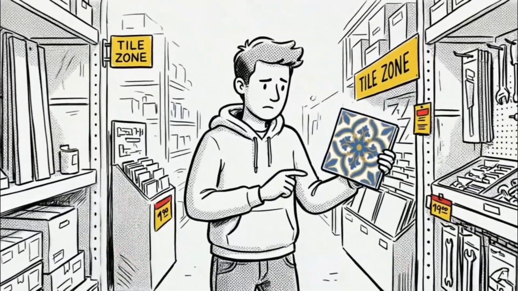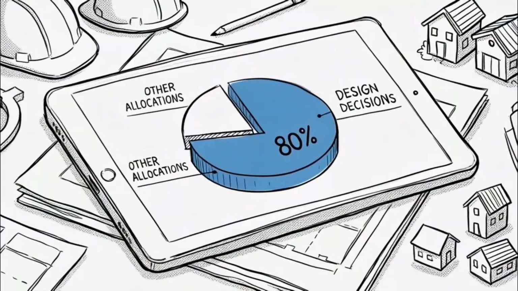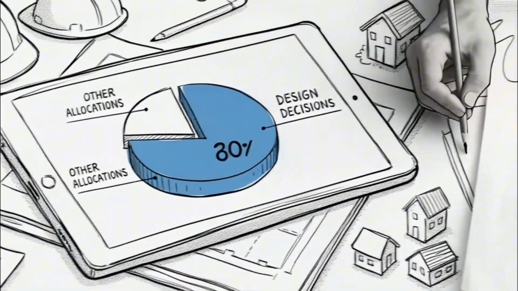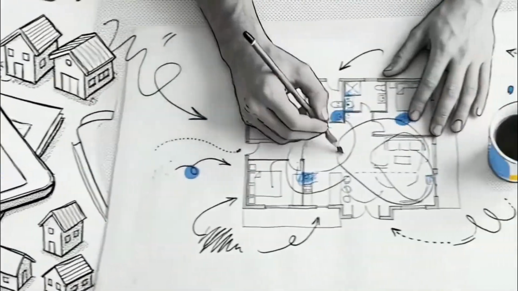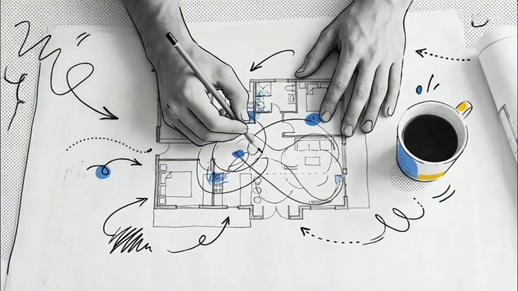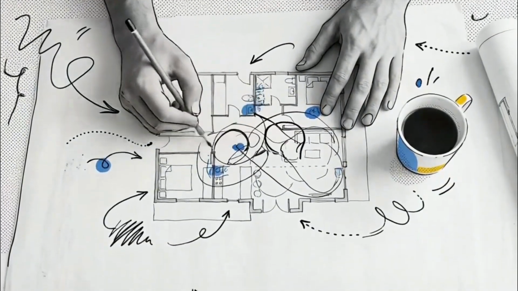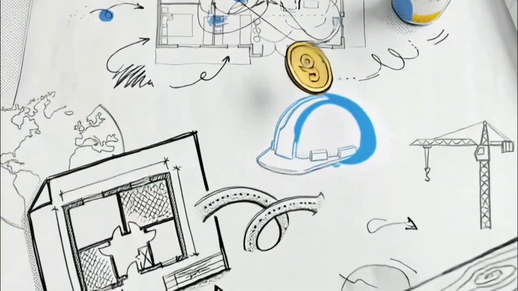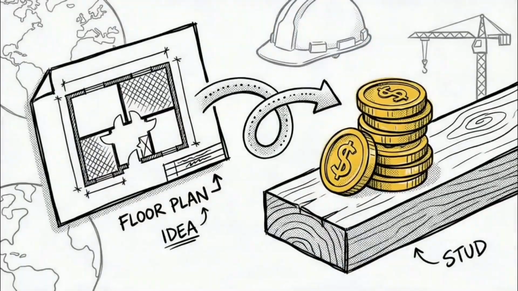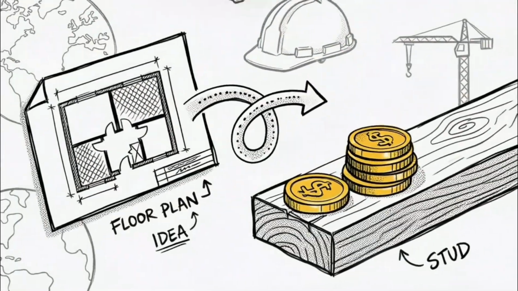Most people think materials determine the cost of a house, but in reality, your design decides most of your budget. At first, design feels open. You're thinking about space, layout, appearance. But every decision you make on paper has a direct impact on cost in the field.